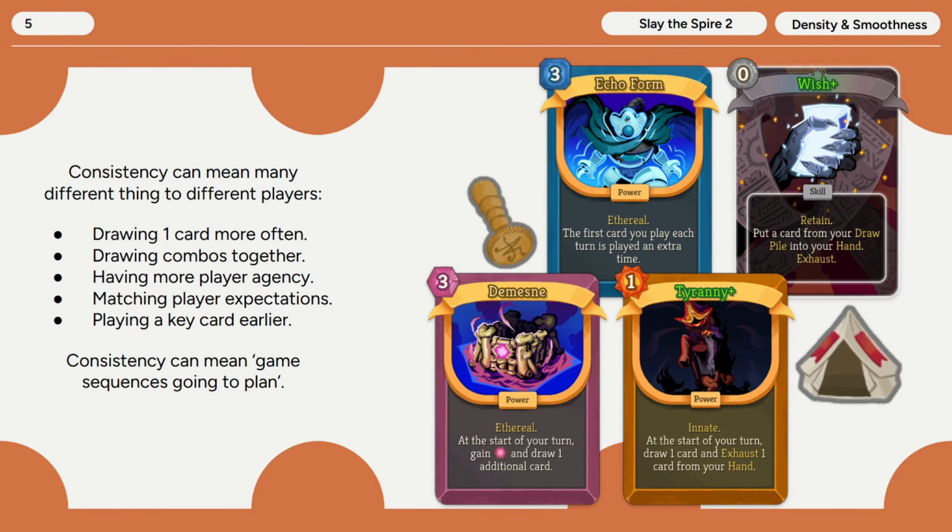The game sequences are going according to my plan. The way this run is playing out, the way this combo is playing out, the way this combat is playing out is going according to my expectations, and I'm able to express my agency as a player and express my skill as a player, not just in the turn by turn and not just in the decision by decision play, but also in the grander strategic play as well.